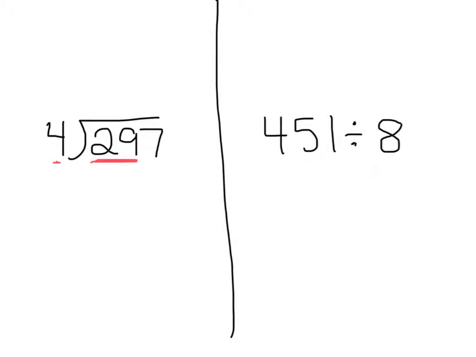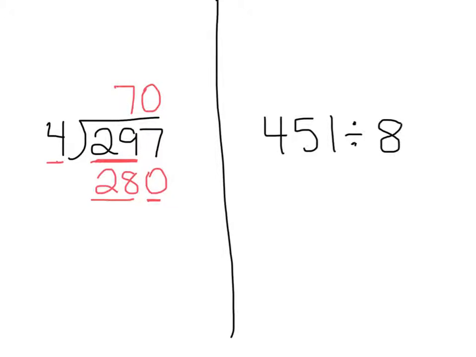28. 4 divides evenly into 28. So I'm going to change it to 280. There's my compatible number, 280. Now I can use mental math to figure this out. Here's my basic fact, 28 divided by 4, which is 7, and then we add this 0 right here. 297 divided by 4 is about 70.